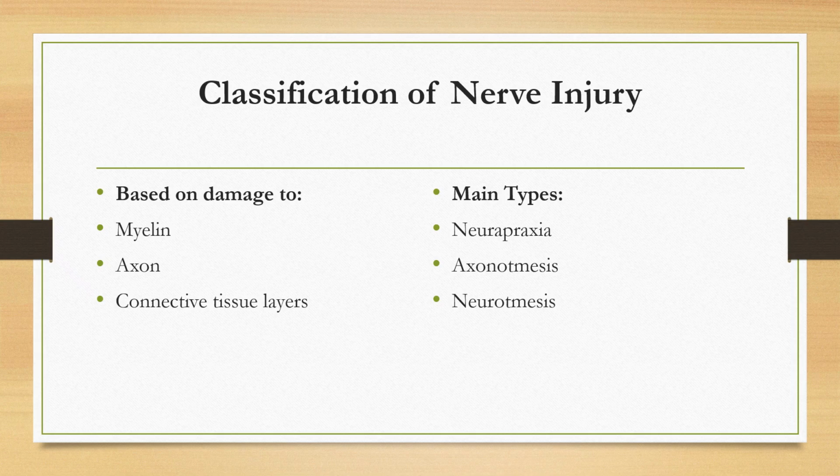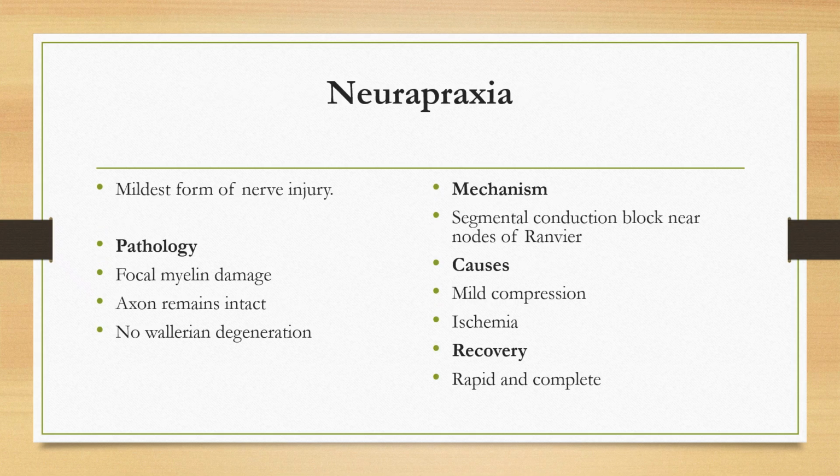Classification of nerve injury, based on the damage to myelin, axon, or connective tissue layer, is neuropraxia, axonotmesis, and neurotmesis. Neuropraxia is the mildest form of nerve injury. The pathology is focal myelin damage. The axon remains intact, with no Wallerian degeneration. The mechanism is segmental conduction block near the node of Ranvier. The causes are mild compression or ischemia. Recovery is usually rapid and complete.